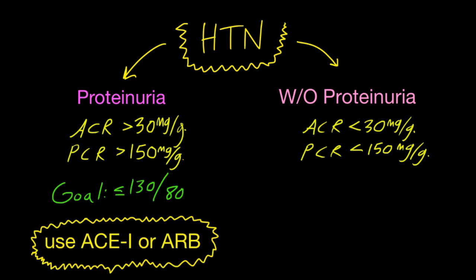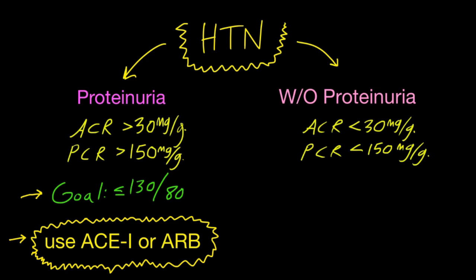So for the patients with proteinuria or albuminuria, we have two key learning points. Number one, the goal, and this is based on KDIGO guidelines, which is based on many studies. So the goal blood pressure is to get the systolic less than or equal to 130 and the diastolic less than or equal to 80. The second key learning point is to use either an ACE inhibitor or an angiotensin receptor blocker.